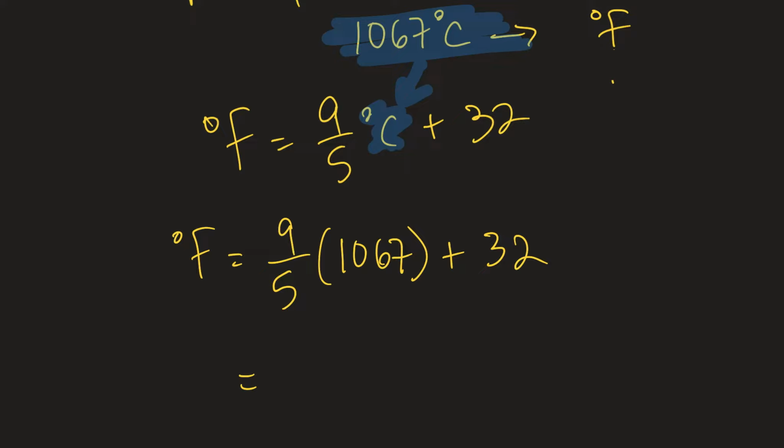And then what you're going to find is that 1067 degrees Celsius equates to 1952 degrees Fahrenheit. So this is the temperature at which gold melts. Okay.